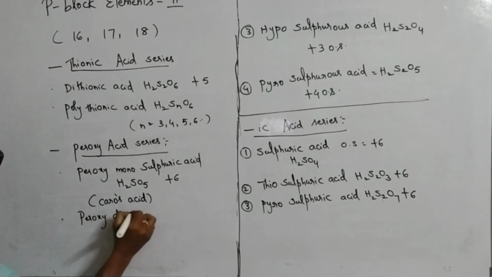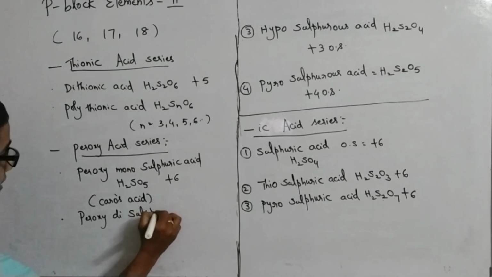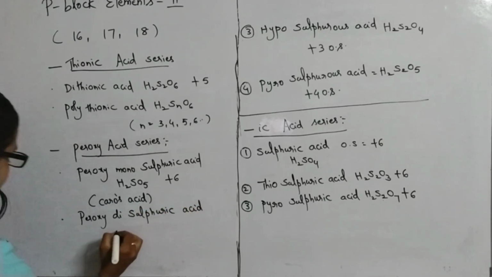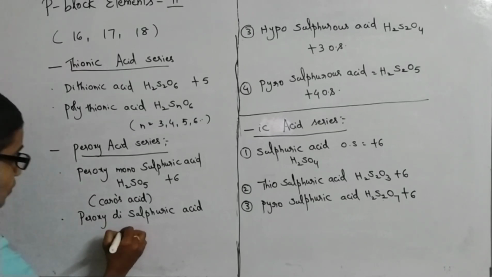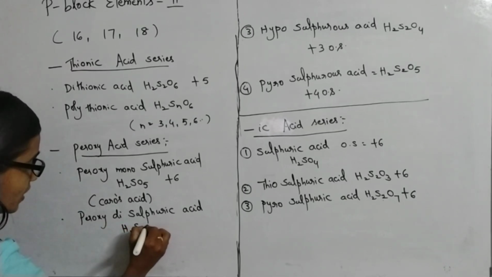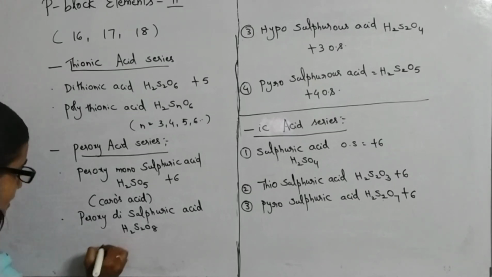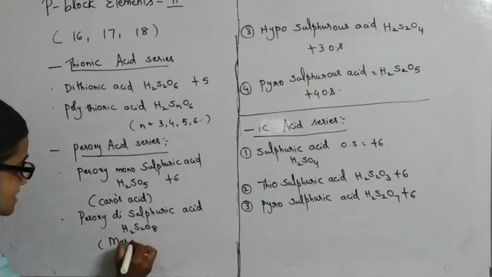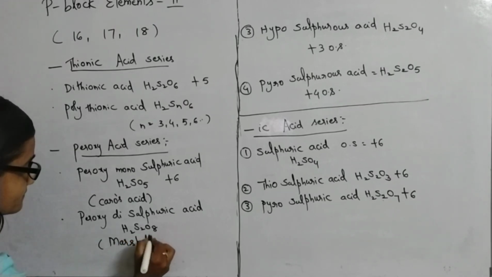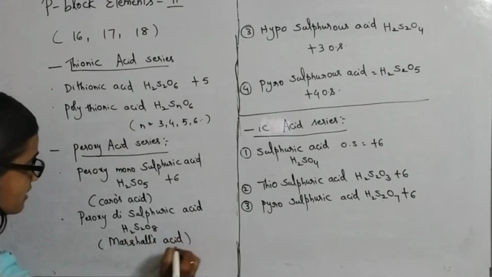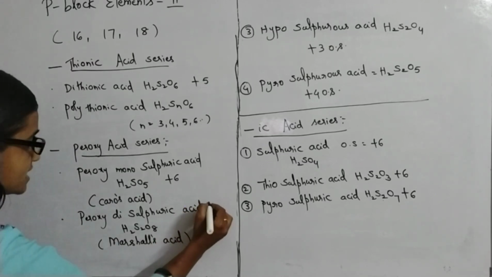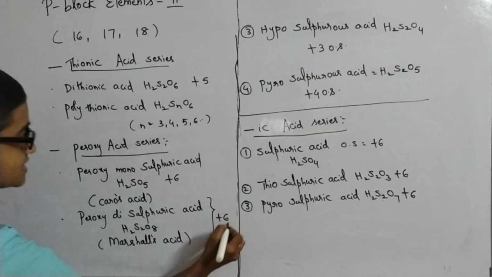Peroxy disulphuric acid, which is called as what? Marshall's acid. H2S2O8, you call it as oleum, or Marshall's acid. H2S2O8, which is called as what? Marshall's acid. Here also, oxidation state of sulfur is how much?